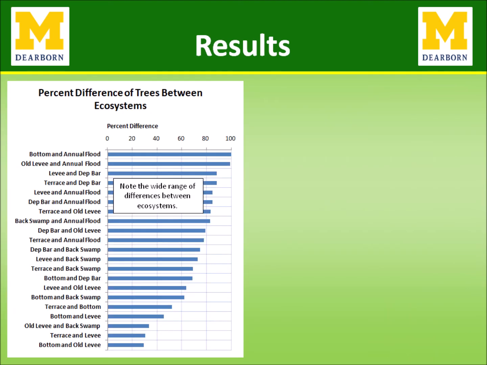Comparing the composition and structure of woody plants between the ecosystems, you'll note that there is a wide range of percent differences between the ecosystems. Some, such as the bottom in the annual floodplain, have 100% difference between them, whereas others, like the bottom in the old levee, are fairly similar with only a 30% difference.